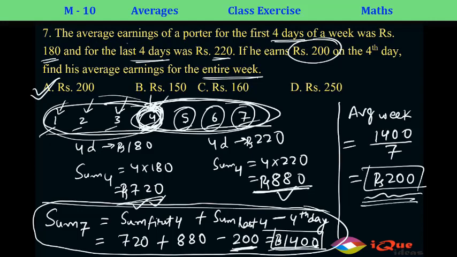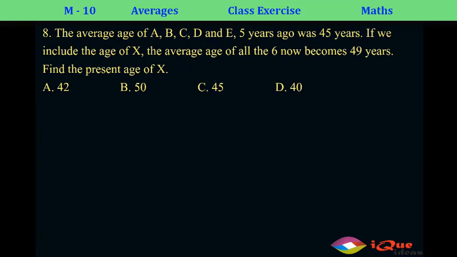Alright, now let's go to the next question. Now this question is again a repetition of one of the previous questions that we have done. The average age of A, B, C, D, E 5 years ago is 45 years. Now in any case, everybody's age has to increase by the same value.